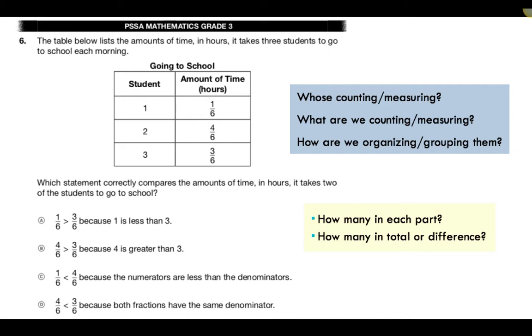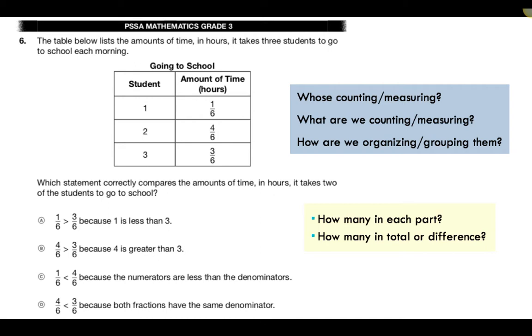What does this mean, the numerators are less than the denominators? I didn't introduce that language, but the numerator is the number at the top, 1, and the denominator is the one at the bottom, 6. The fact that 1 is smaller than 6 means it's less than a whole hour. If it was 7/6, it would be more than a whole hour.